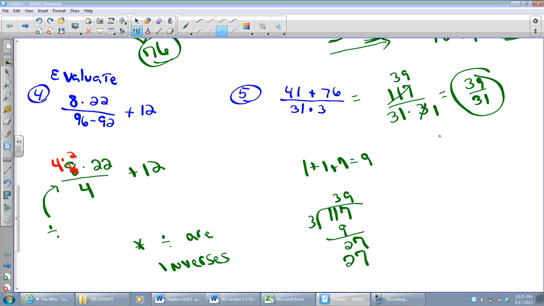Now, if you wanted to, you could turn it into a mixed number and say 31 goes in 39 one time. It's 8 short, so it would be 1 and 8. And I divided by 31, so 1 and 8 31st. I don't know about you, but these seem the same thing to me. I probably wouldn't go decimal on this because 8 31st is going to be an ugly decimal. I have to round it, and that's going to affect my accuracy.